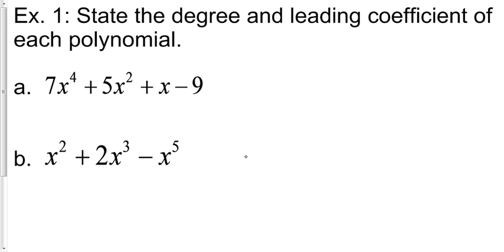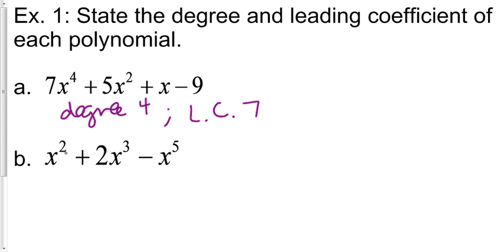All right, so let's try a couple more of these. State the degree and the leading coefficient of each polynomial. So in letter A, we've got the powers of x in descending order. So I can easily see that the degree is 4, because that's the highest power on x, and then the leading coefficient is 7, because that's the number in front of x to the 4th.